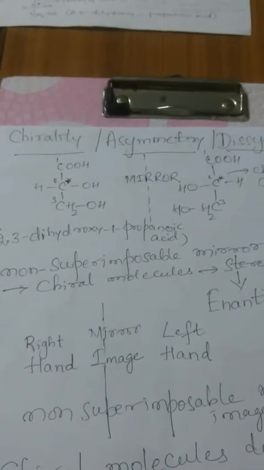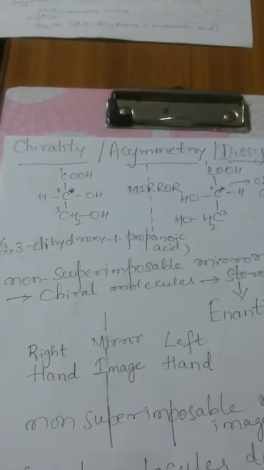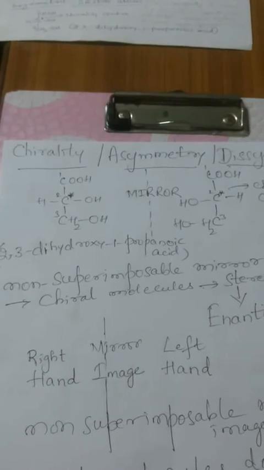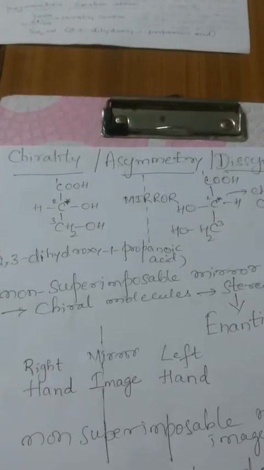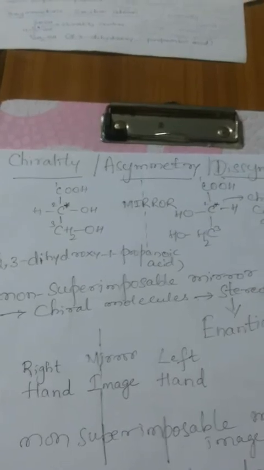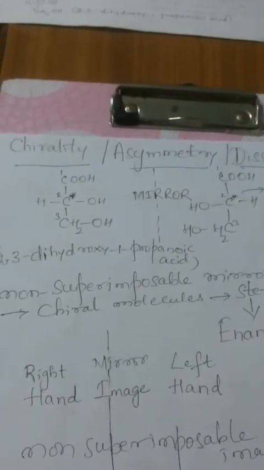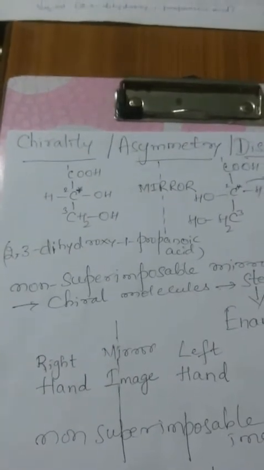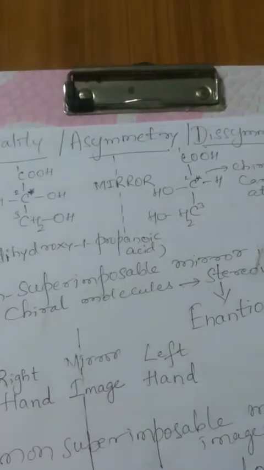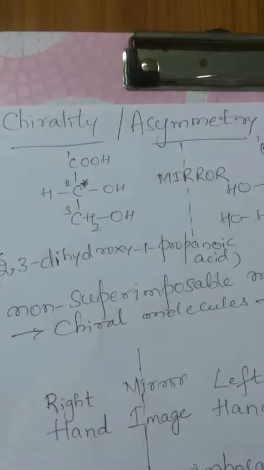2,3-dihydroxy-1-propanoic acid. I have indicated the second carbon atom by means of a star. That indicates it is a chiral carbon atom. A simple way to identify a chiral carbon atom: a carbon atom bonded to four different groups is said to be a chiral carbon atom, and a molecule which contains at least one chiral carbon atom is said to be a chiral molecule.